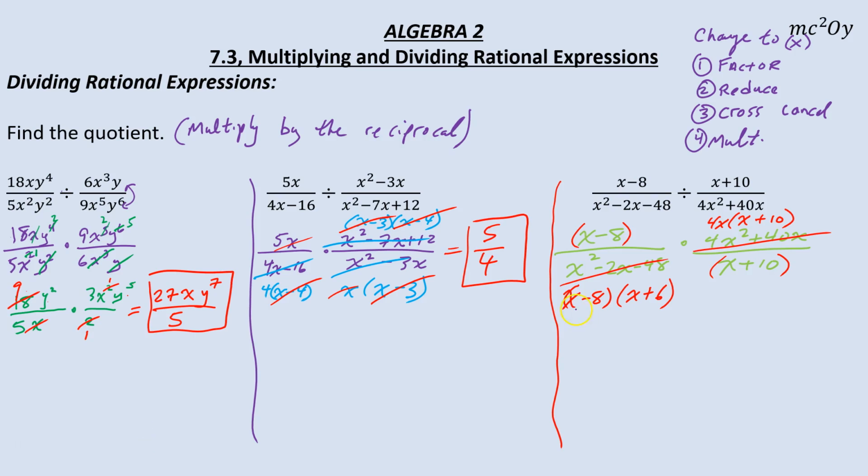All right, pretty convenient. Let's reduce x minus 8s, x plus 10s, cross canceling. Doesn't look like we do any cross canceling. It looks like we're done. On top we have 4x left. In the denominator we have x plus 6. Now remember, I can't cancel the x's because x plus 6 is tied together with parentheses. You have to take out the whole x plus 6. So we are done.